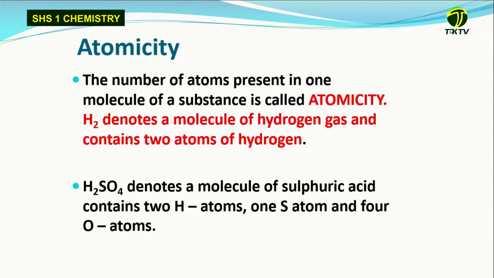Let's take another substance, H2SO4, which is tetraoxosulfate 6 acid or sulfuric acid. This one we have 2, we have 4. What are they representing? This H2SO4 denotes a molecule of sulfuric acid or tetraoxosulfate 6 acid. It contains 2 hydrogen atoms. So we see H2 there. It contains 1 sulfur atom. So there is no number attached to the sulfur. And it contains 4 oxygen atoms. So we see 4 there. That is what we call atomicity.